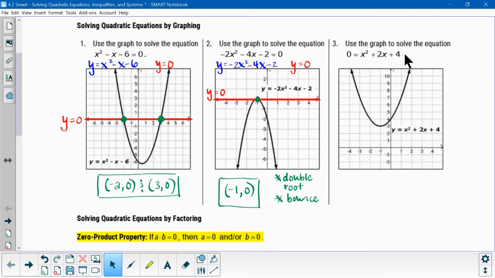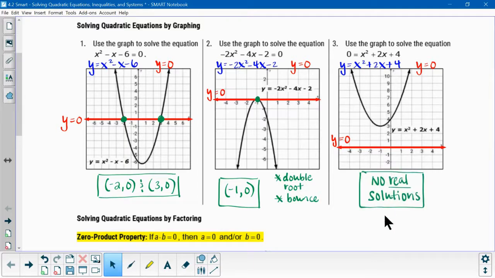For number 3, use the graph to solve the equation. I'm going to have y equals x squared plus 2x plus 4 and y equals 0. And if you notice, my quadratic is above that y equals 0 line. They are never going to intersect. So in the case of quadratics, we don't just say no solutions, we say no real solutions. And we'll get into what real means in a future lesson.